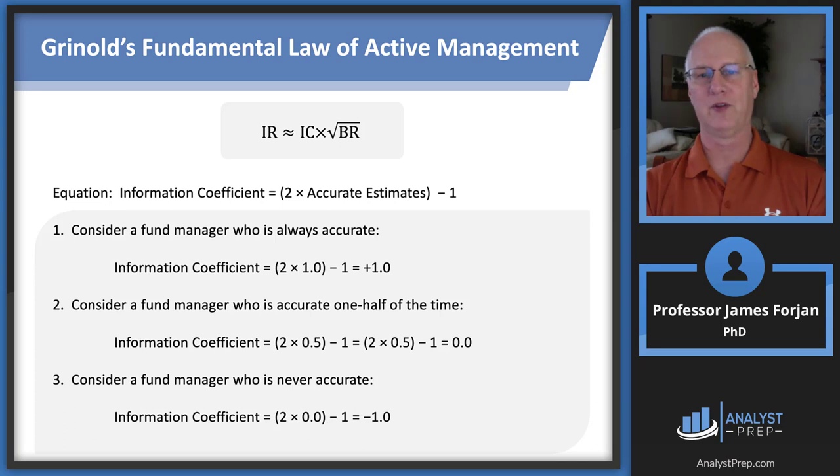So you take 2 times 1 is 2 minus 1. So you get plus 1. So that information coefficient is plus 1. All right, hold off on that. Skip down to the bottom.